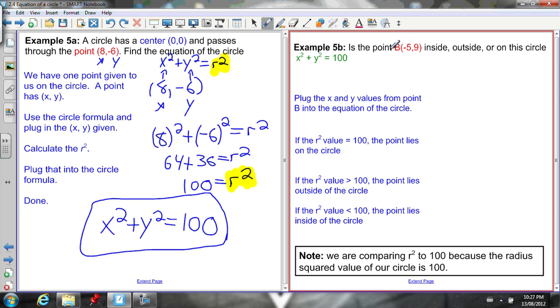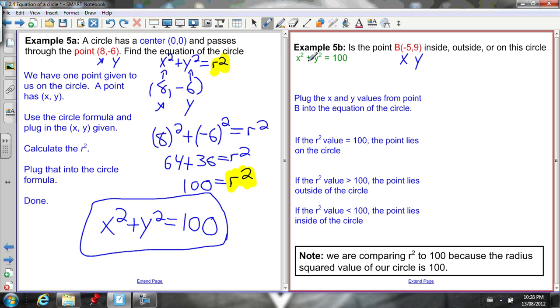So what I can do here, I know this point here is an x and a y coordinate, I can plug that in for x and y, and I can compare my result to the radius squared. If the value I get for x squared plus y squared, okay, I know that'll give me an r squared value. If the value I get is equal to 100, is equal to the radius squared of this circle, then I know the point is on the circle as well.